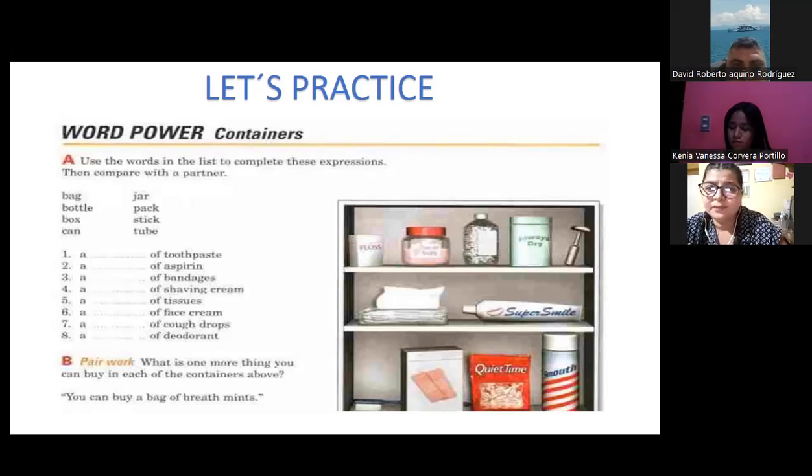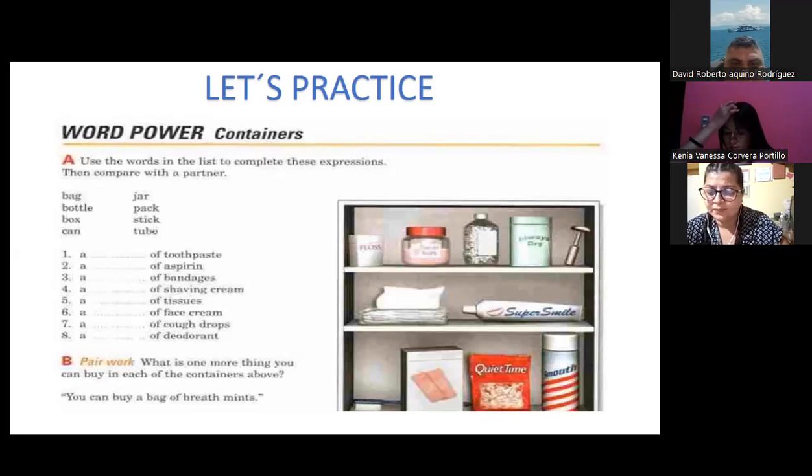Okay, what about the number three? It's about bandages. Box. A box of bandages. A box. Or a pack. A pack of bandages. Okay. So three, a box. Both are a pack. We could use both.